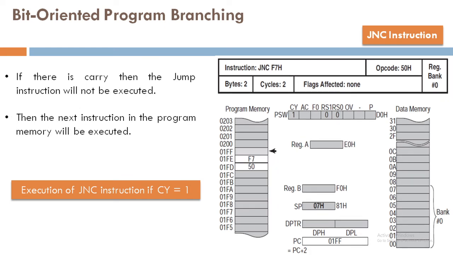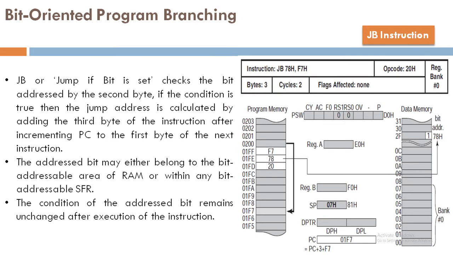So what happens to the other one when we are talking about JNC? Now if the carry flag is 1, the condition is false in this particular case. So there is a carry, hence it will not jump, since we are talking about the JNC instruction. If there is no carry, then jump, and if there is a carry, then you don't have to jump, you will have to execute the very next instruction. Fine. Now let's move to JB.